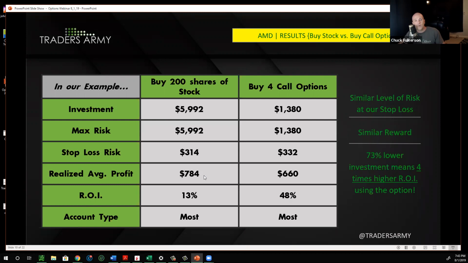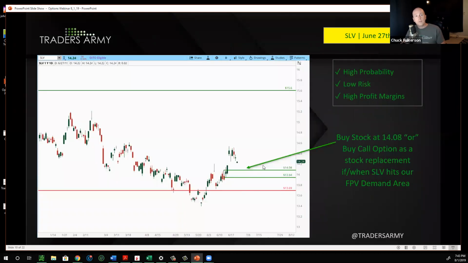The realized profit in the stock was $784. In the option, it's $660. Fairly close in number, but look at the ROI. 13% in the stock versus 48% in the option, right? It's just an overall better use of capital in your position. But the key to remember is you control what you're willing to lose, okay? I'm going to look at a couple more examples, and then we'll go look at some live markets.